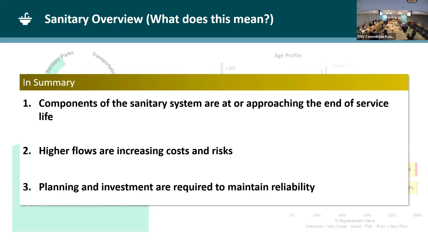In terms of some key takeaways, today the sanitary system is rated as good. However, as I've shared, with much of that system built out in the 60s, many components are approaching their end of service life. And accordingly, over the next decade, this will probably be a focus area for us to pivot and pay more attention to as we think about our long-term asset management planning.